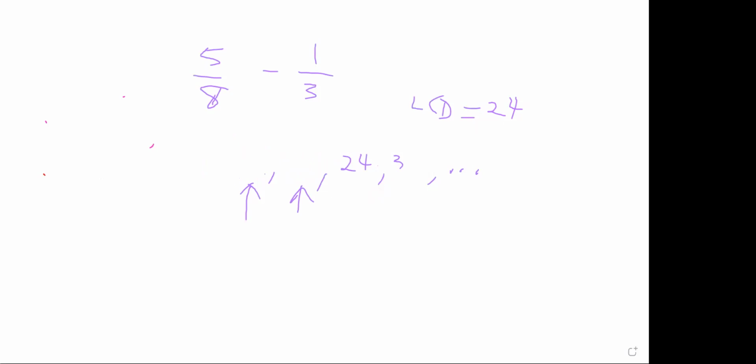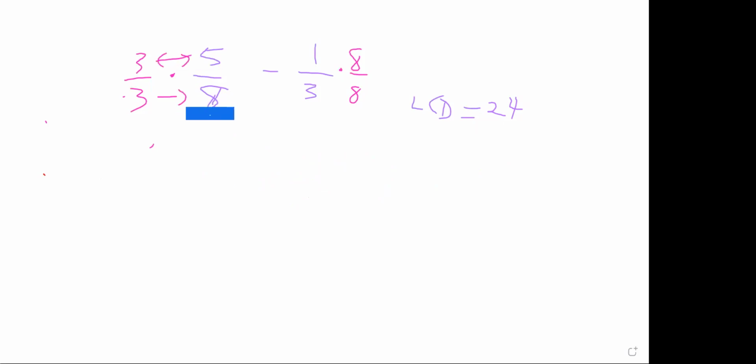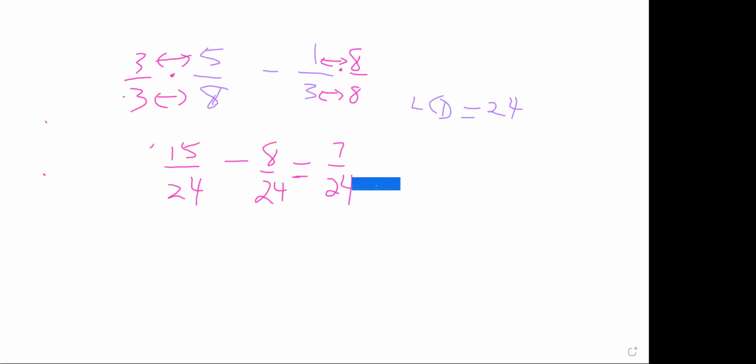So I'm going to change these to 24. 8 times 3 is 24, so I do 3 over 3. And then 8 over 8, because 3 times 8 is 24. So if you multiply these fractions, 3 times 5 is 15 over 24 minus 8 over 24. And that gives me 7 over 24. That is if you subtract the tops. So it is pretty much the same. You're doing the same thing all through.